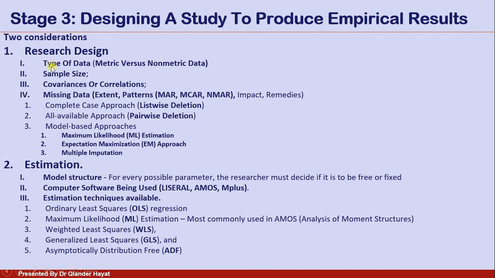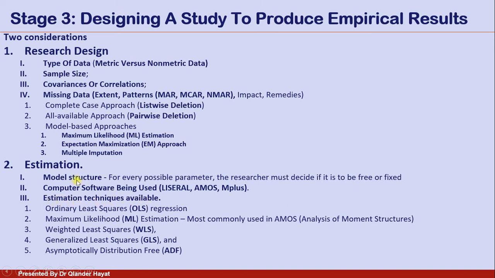So first of all, we are interested in types of data, sample size, covariance, missing data. And in the second consideration, we have to see the estimation. We have to look at the model structure. Then we have to select any software, and then we have to select any estimation techniques.